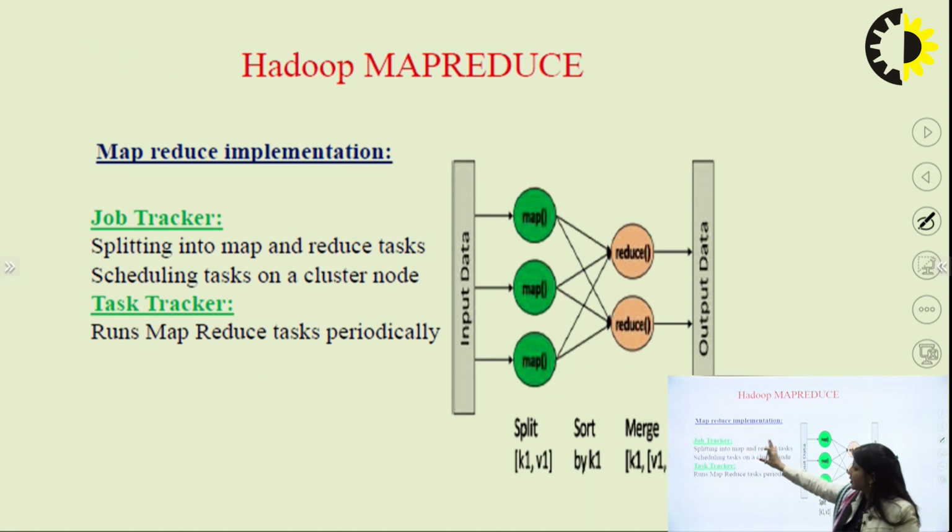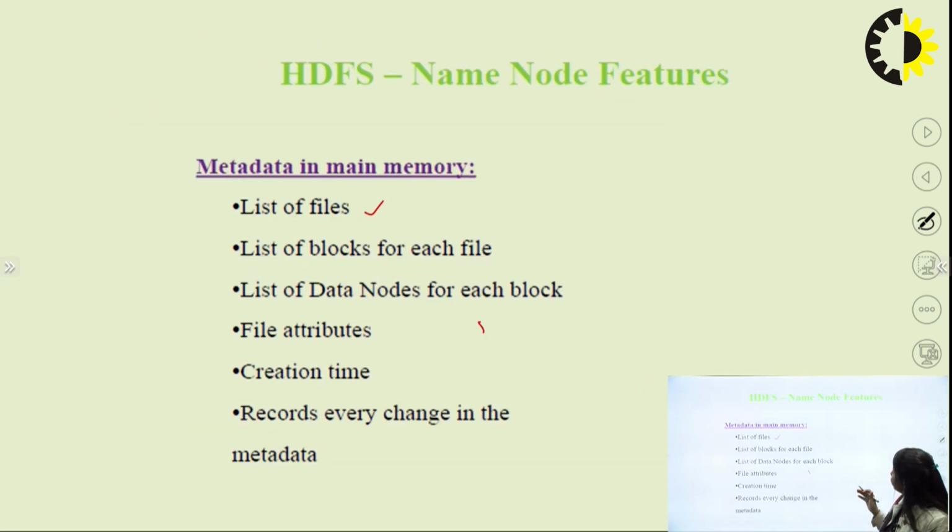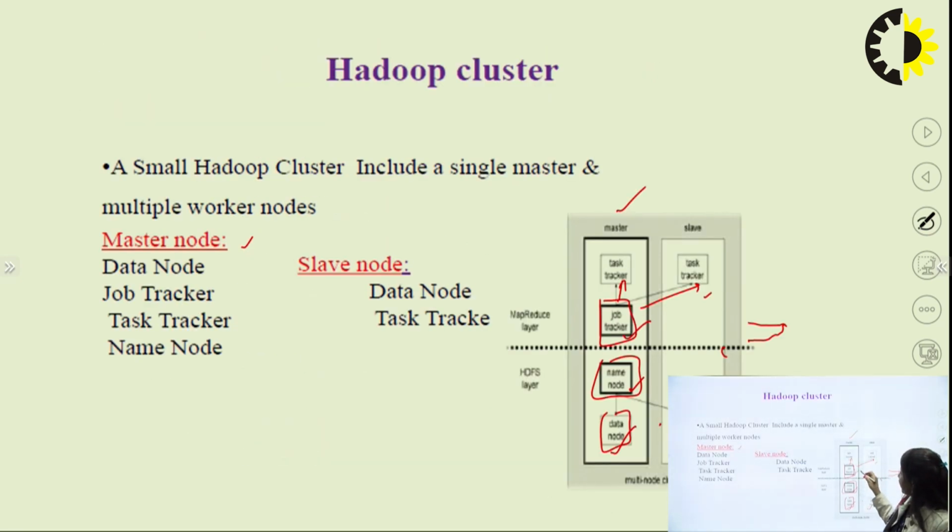The MapReduce implementation has a job tracker and a task tracker. The job tracker splits the job into map and reduce tasks and schedules the tasks on cluster nodes. So here we have the job tracker in the master node, and on the slave node we have the task tracker. It is going to analyze and track what kind of task is being performed here.